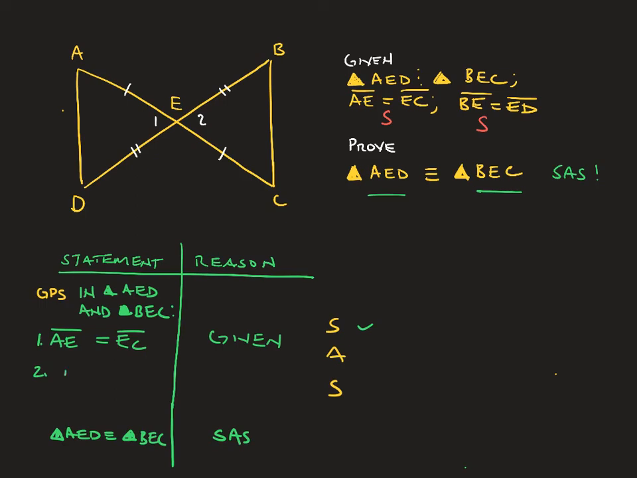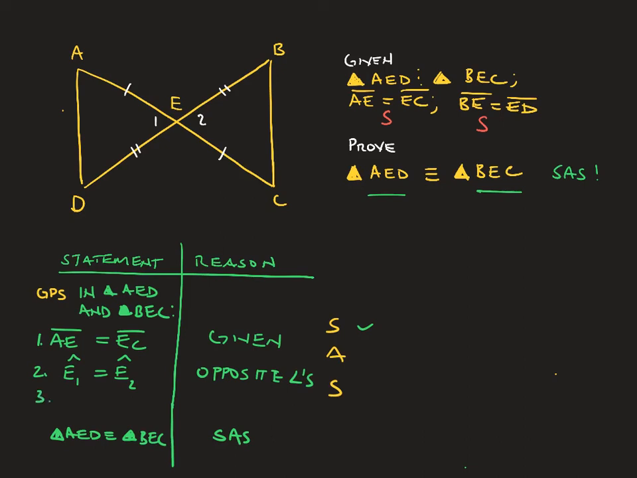Step 2 is the hardest, and I've used some new notation here, where I've used angle E1. This means angle E1, part of angle E, and angle E2. And we know those angles are going to be the same, not from anything that's been given to us, but because they're opposite angles.